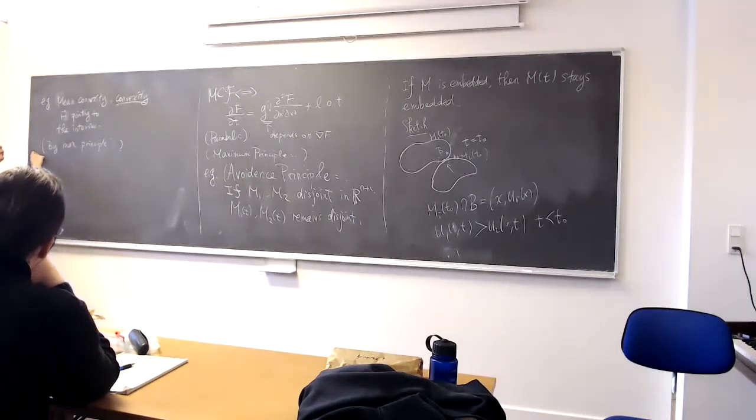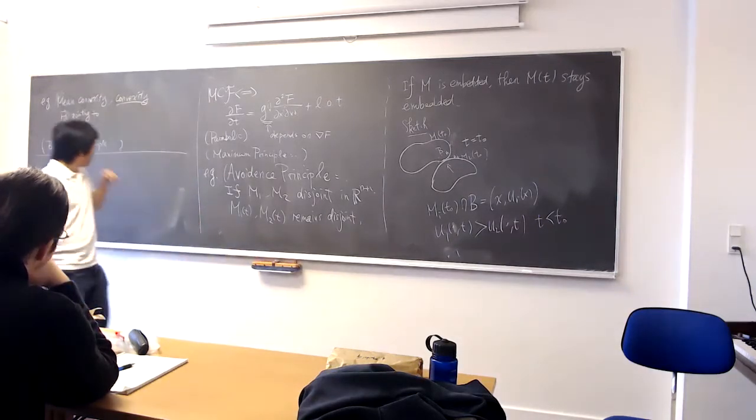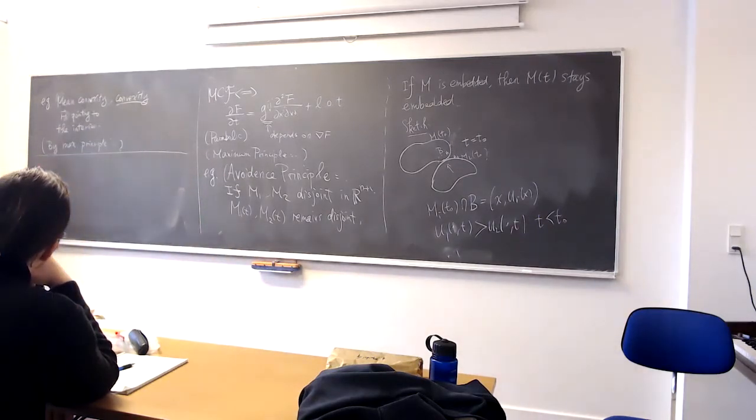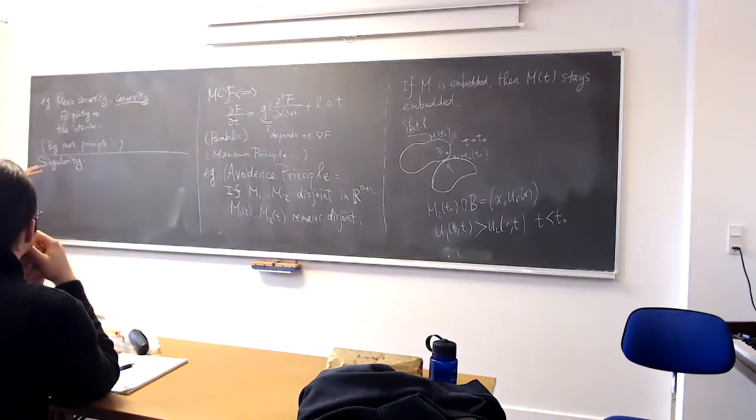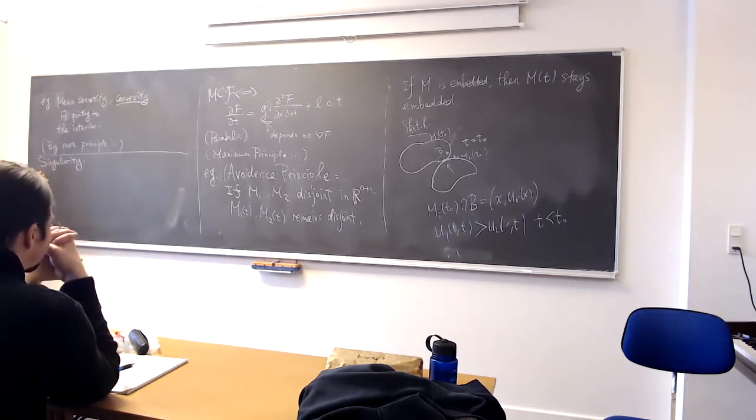So let me now, well, I'm just trying to give you a very basic picture of mean curvature flow. Now I want to consider what we call the singularity model. This is where you cannot use PDE directly. So what does that mean? One observation using the avoidance principle is the following.